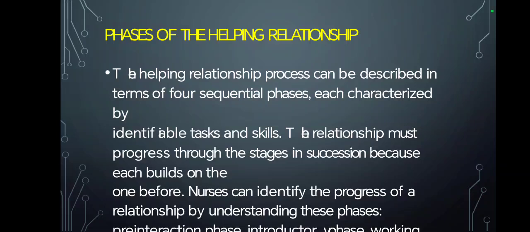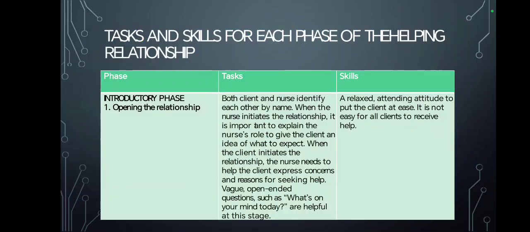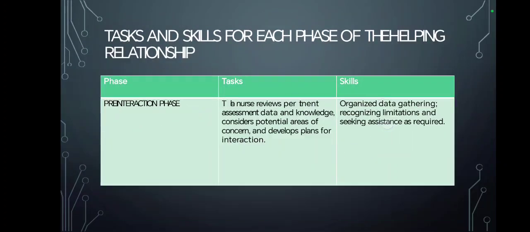Nurses can identify the progress of a relationship by understanding these phases, namely pre-interaction, introductory or orientation phase, working phase, and terminal phase. So first, we have pre-interaction. The nurse reviews pertinent assessment data and knowledge, and considers potential areas of concern. So here, we study the charts of the patient. We study the details, we study the assessment and diagnosis of the doctors.